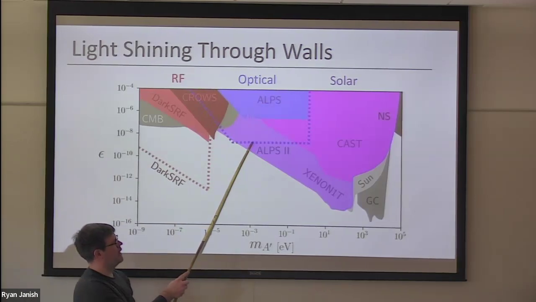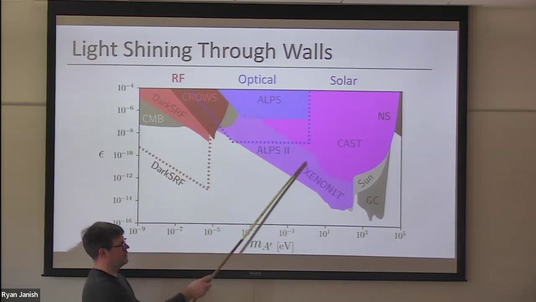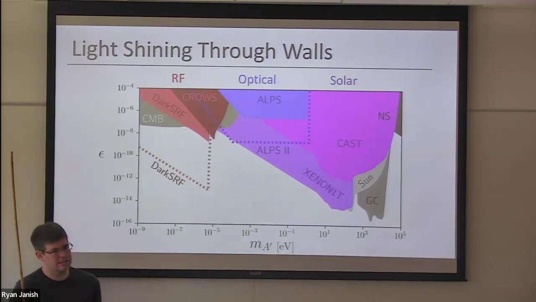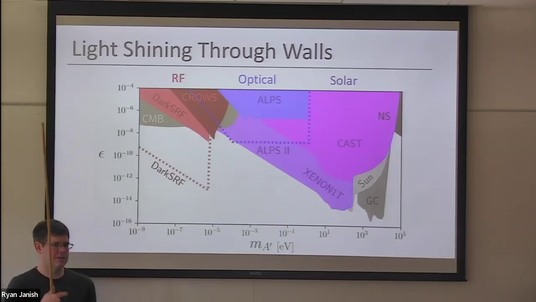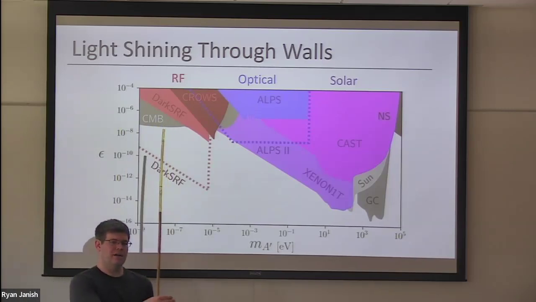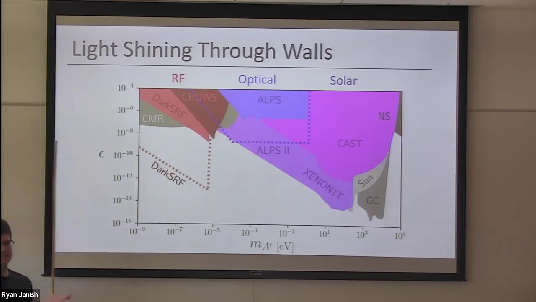ALPS 2 does much better relative to these other experiments in the search for axions. That's really what it's designed for, because there you get an enhancement due to the magnetic field that they apply. So they're not great for hidden photons, but they shouldn't be judged just on that. It's really an axion experiment based on photons.